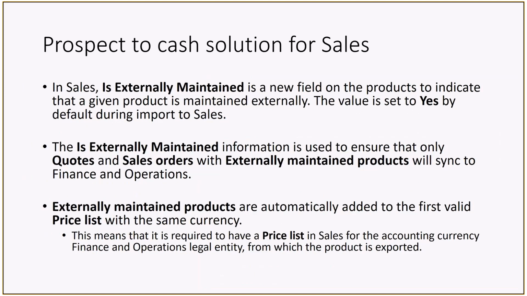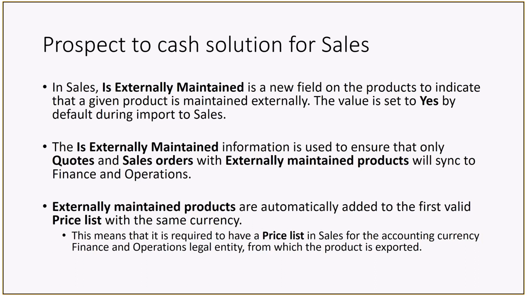Now in the sales solution, we have added a few extra fields. There is a field called is externally maintained. This can be either yes or no. So when we are synchronizing a product from finance and operation into sales, we set this value to yes. By doing so, we ensure that you cannot modify the product, but if you had created the product manually inside of sales, you would be able to modify it.